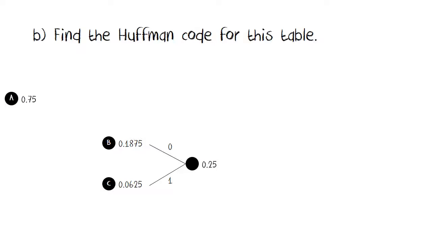Now again, we take the 2 nodes with the lowest probabilities. In this case, it's A and the 0.25 node. So now we'll move A to the base of the tree while adding another new node to combine the 0.25 node with A. We now add a branch from A to the new node, labeled 0, and another branch from the 0.25 node to the new node, labeled 1. Now we add the two probabilities of A and the 0.25 node to get the probability of the new node, which would be 1.0.